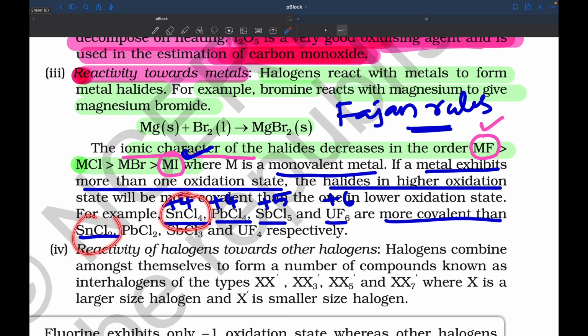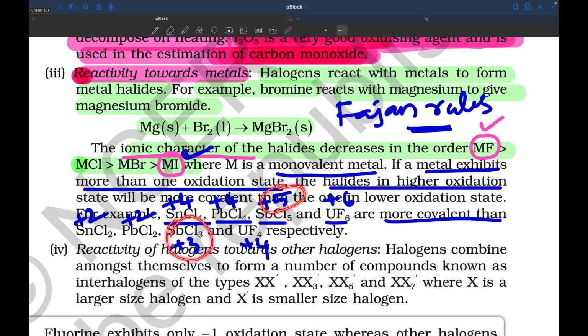SnCl2, SnCl4 ను కంపేర్ చేస్తే, so what will happen? SnCl2 లో +2 oxidation state. I'll write the oxidation states here: +2, this is also +2, this is +3, this is +4. If you compare here, SnCl4, SnCl2 లో హయ్యర్ ఛార్జ్ ఉన్నటువంటిది కోవలెంట్ అయితే, లోవర్ ఛార్జ్ ఉన్నది అయానిక్ అవుతుంది. PbCl4, PbCl2: +4 oxidation state, +2; +4 is covalent, +2 is more ionic.